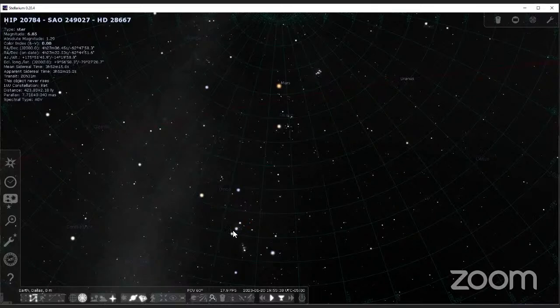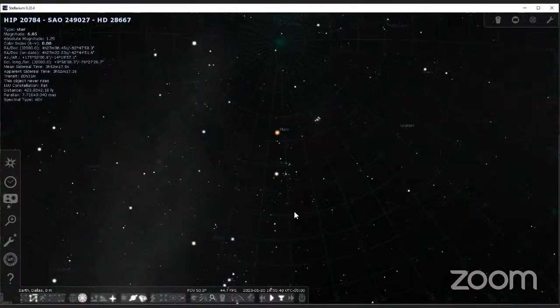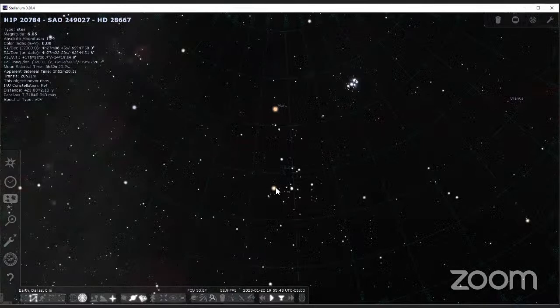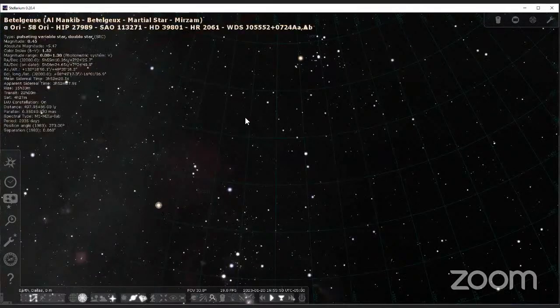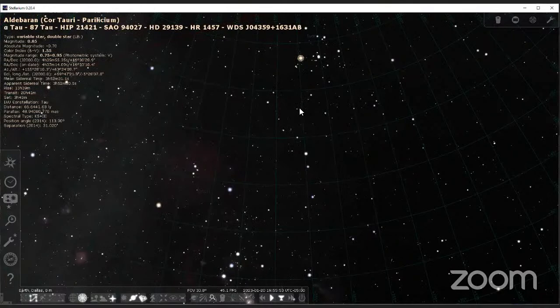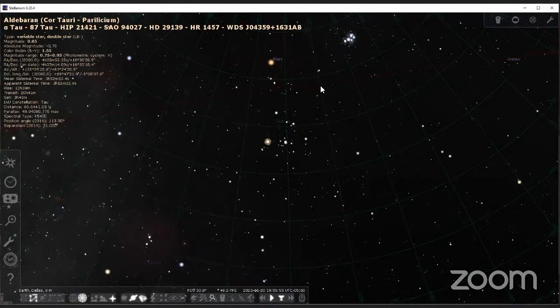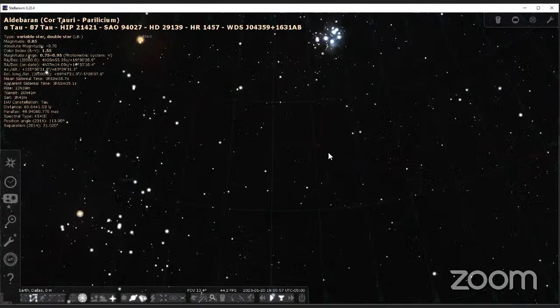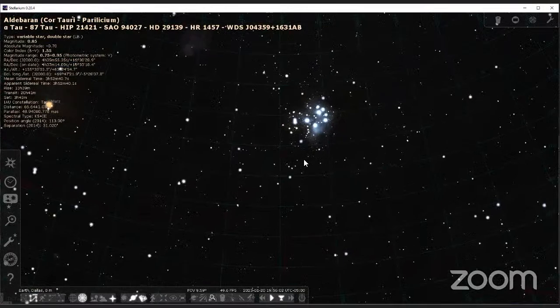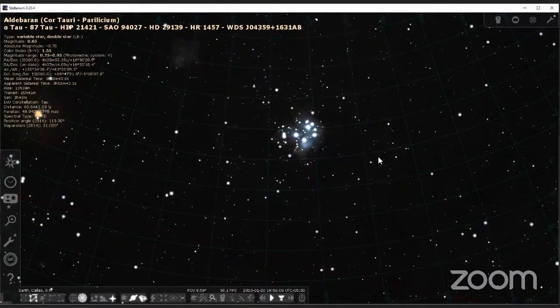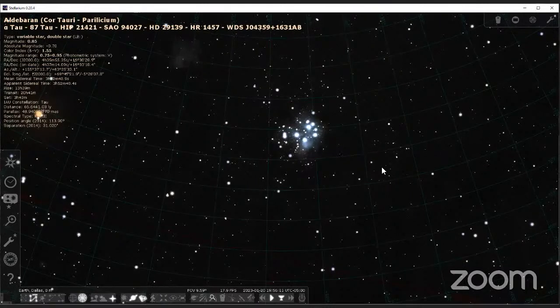So look for the 3 belt stars in Orion. You'll see a red star and an orangish reddish star. Betelgeuse in Orion, Aldebaran in Taurus. Remember, we looked at that at the beginning. And you'll see that little dipper pattern. Pleiades. This is a naked eye object. If you have binoculars, wow, this is incredible. It's probably the best binocular object in the night sky.